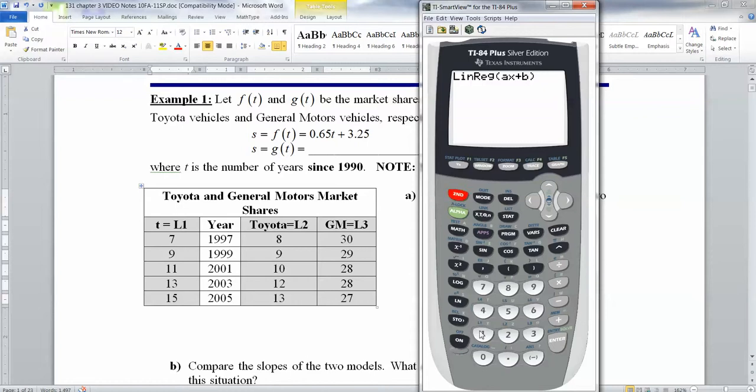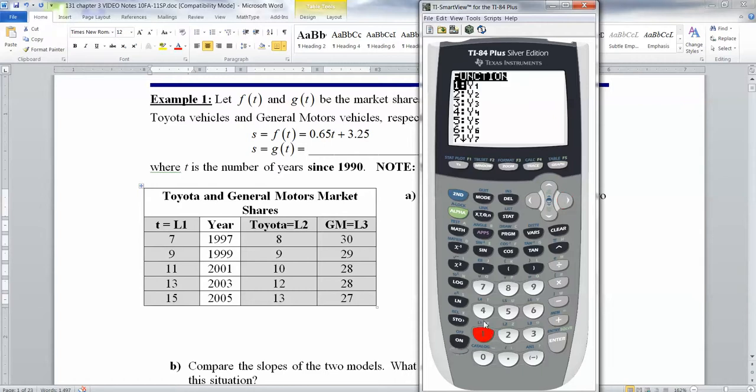So you can say, hey, my X list is in L1, comma, my Y list is not L2 like it normally is, it's L3. So second 3. See them right there above your 1, 2, and 3 buttons, L1, L2, L3, L4, L5, L6. So I can say to it, hey, L1, comma, L3, right? That's my GM. And if you want, you can even store it, comma, variables, Y variables, function, because these are functions we're doing. That's G of t, that's a function.